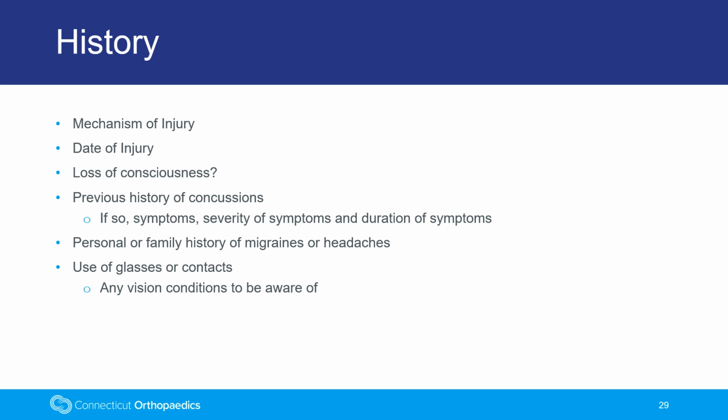History taking. It's important to get the mechanism of injury, date of the injury, was there loss of consciousness, is there a history of previous concussions, and if so, what were the symptoms, what was the severity of the symptoms, and how long did the symptoms last? Is there a personal or family history of migraines or headaches, and did they use glasses or contacts prior to the injury, or are there any other visual conditions that we need to be aware of?